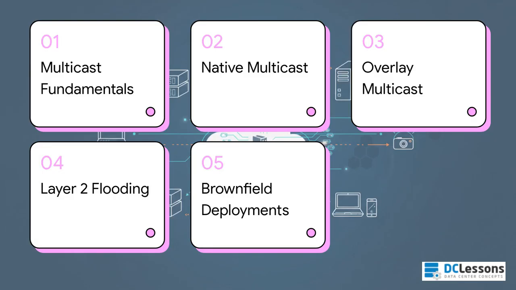So, let's dive in. Alright, so here's what's on tap for this explainer. We're going to kick things off with the fundamentals, just to make sure we're all on the same page. Then, we'll get into the two main ways to handle this, native and overlay multicast. After that, we'll look at a special feature called Layer 2 flooding, and we'll wrap up with how you can make all of this work in a network that already exists.